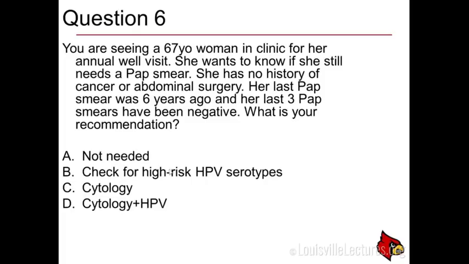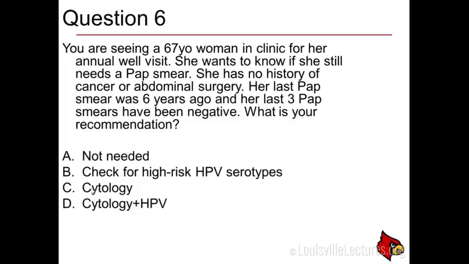Got a couple of people for A. B, check for high-risk HPV serotypes. C, cytology, so that would be a pap. And D, cytology plus HPV. All right, a couple of people for the last 2. So it could either be C or D.